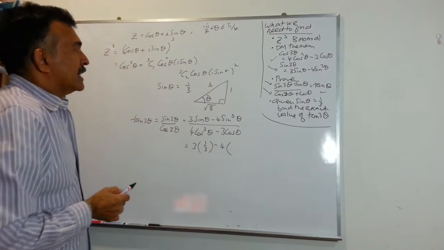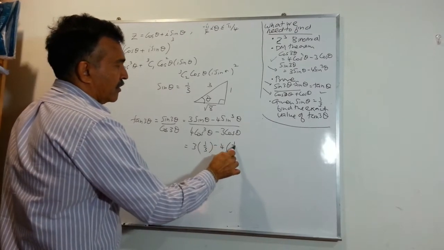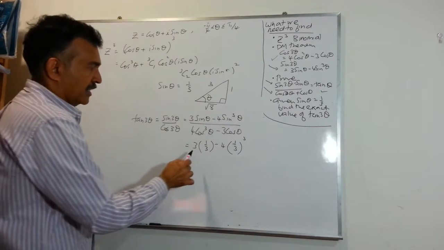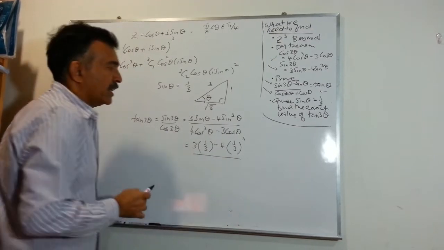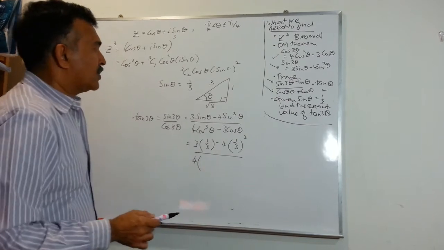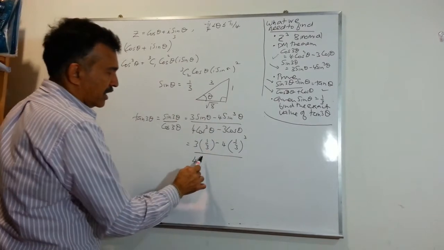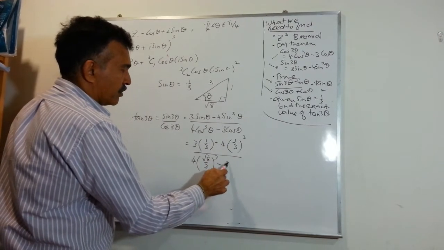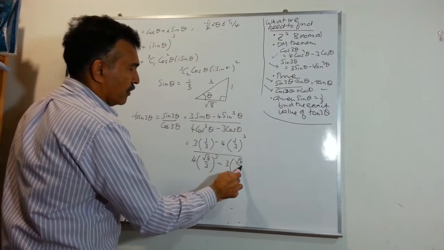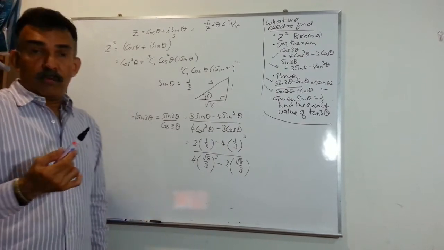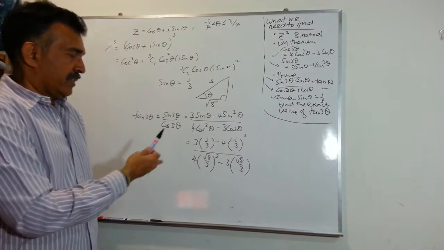Sin cube theta will be 1 over 3 to the power of 3. Don't forget there's a 4 here. The whole thing divided by 4 cos cube theta. So cos theta will be square root 8 over 3. So let me write it in. Minus 3 square root of 8 over 3. We're almost done. All we need to do is clean up the numbers here.